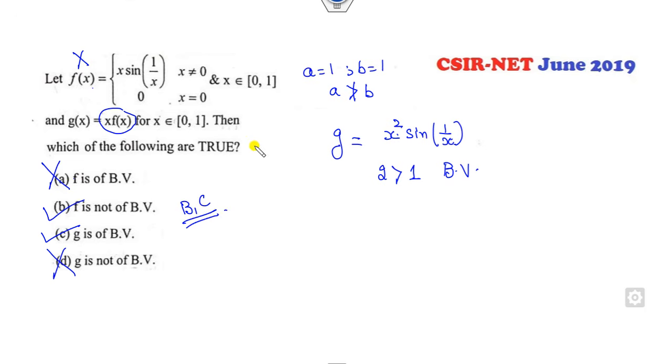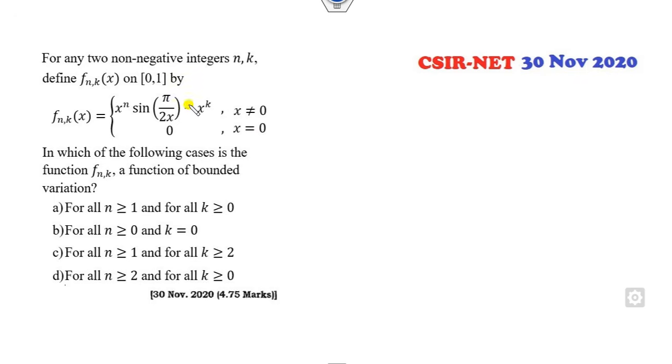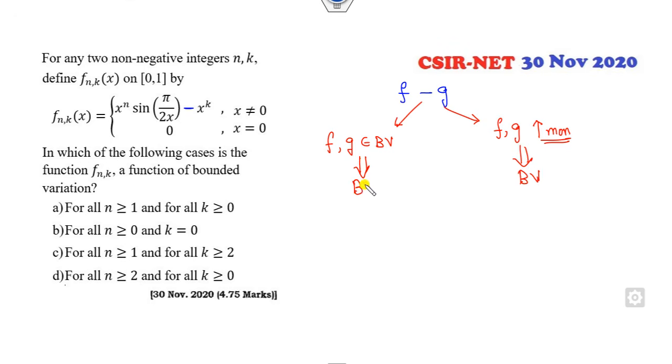Remember, whatever I have told you in the previous tips, with the help of the example, just try to listen to it carefully. You can solve it in a fraction of a second. Look at this one. Now you can see it's a difference. Fine. If I consider the two methods, you can prove f and g both are bounded variation, or if you prove f and g both are monotonically increasing functions, then this implies it's a bounded variation.